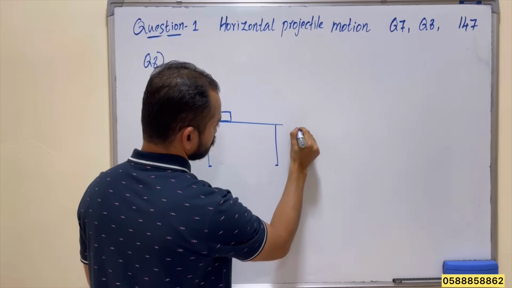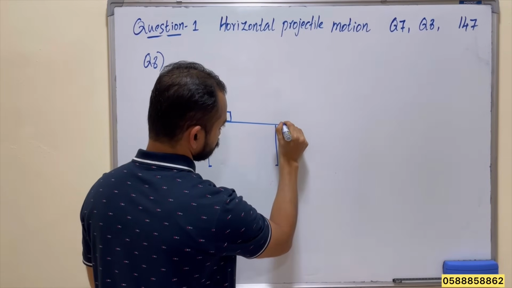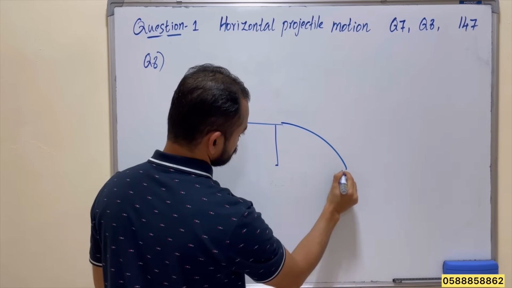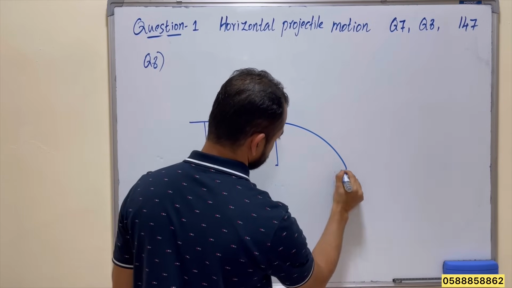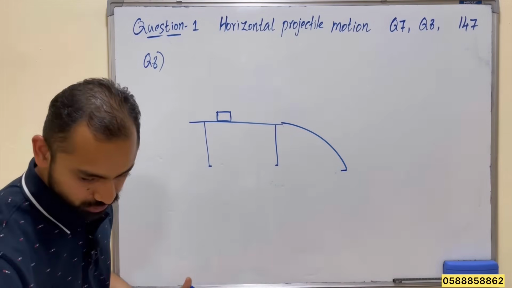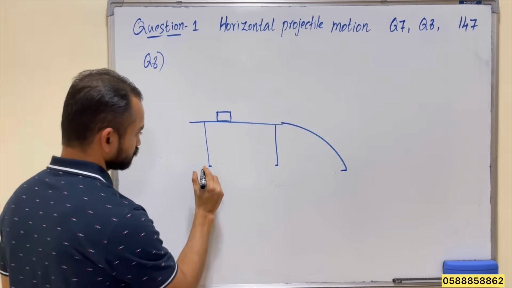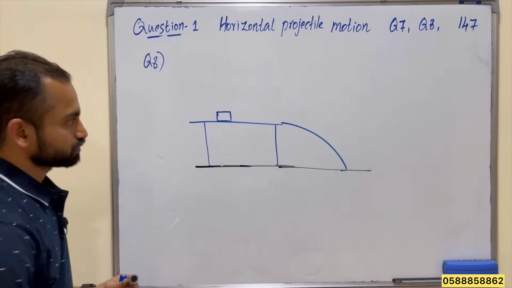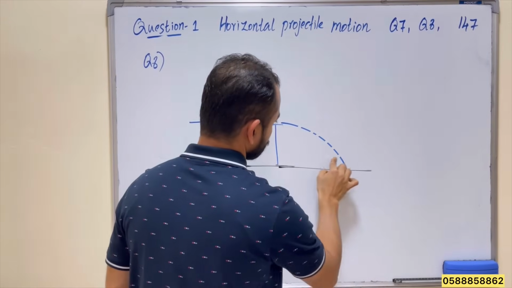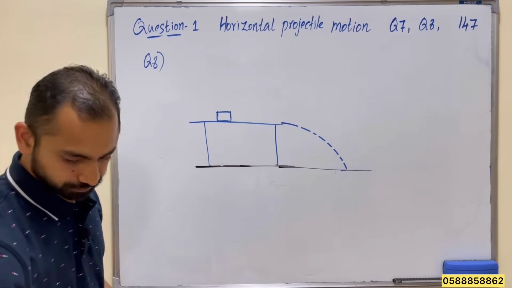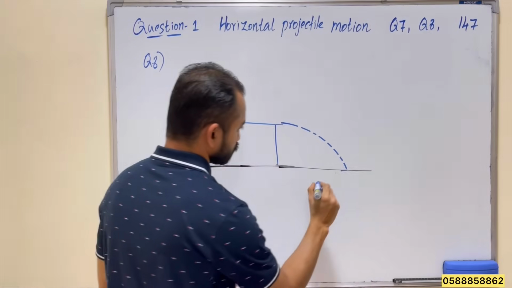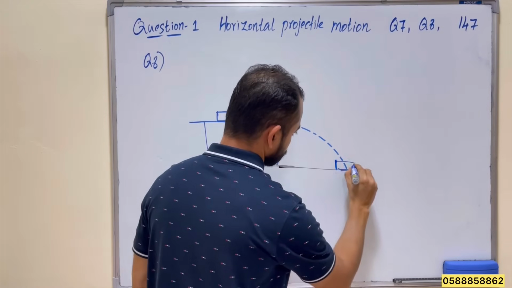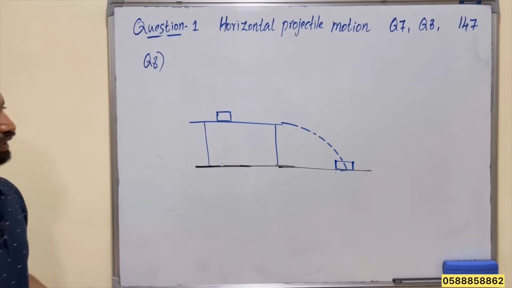So when it is falling, I will draw the free body diagram. So it will be moving like this, right, its path. So the ice block is reaching here. This is our ground. So this is the path of the ice block. It will reach there. So the ice block is finally here. Okay. So we have to draw.